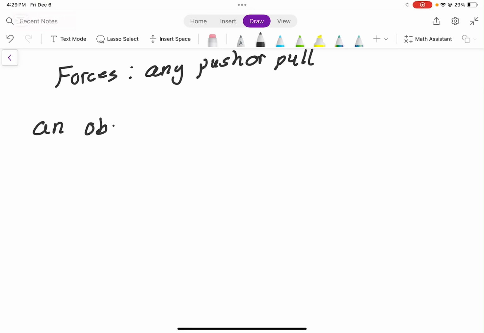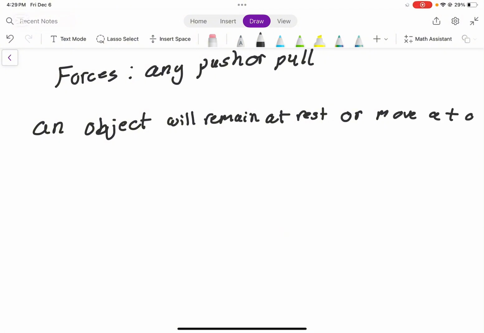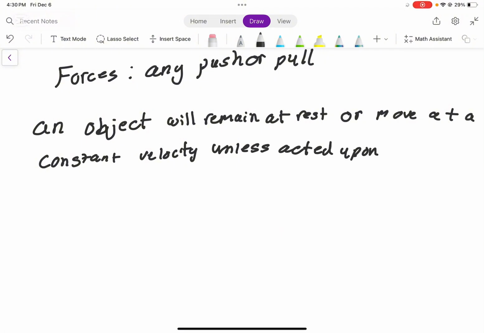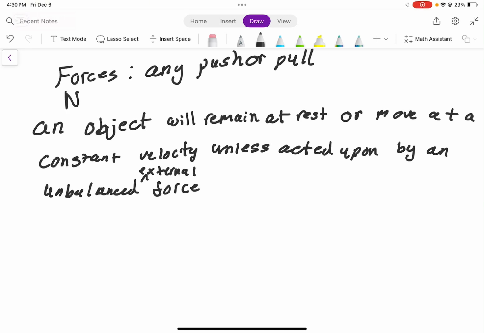An object will remain at rest or move at a constant velocity unless acted upon by an unbalanced external force. We can write Newton's first.